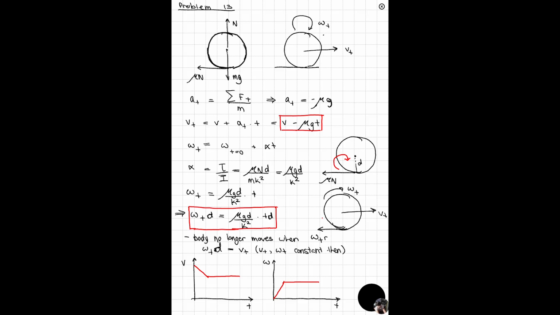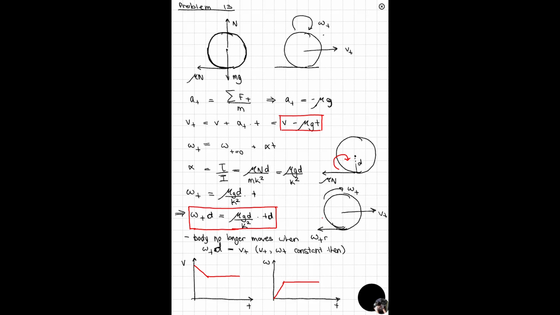Meanwhile, the moment of inertia can be expressed as m k squared, where k is the radius of gyration. You might be wondering, what is the radius of gyration? Well, the radius of gyration is a quantity such that you can replace the entire body with a circular mass at the radius of gyration, such that it has the exact same moment of inertia as the original body. Well, in this case, we're putting our radius of gyration as k.